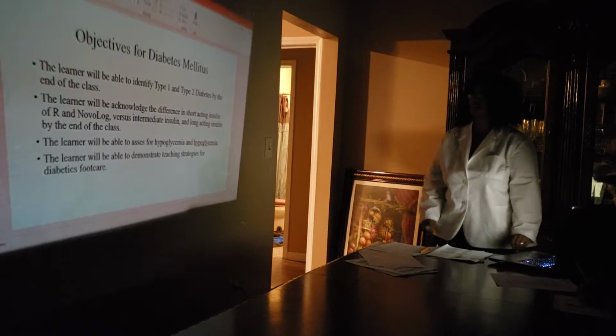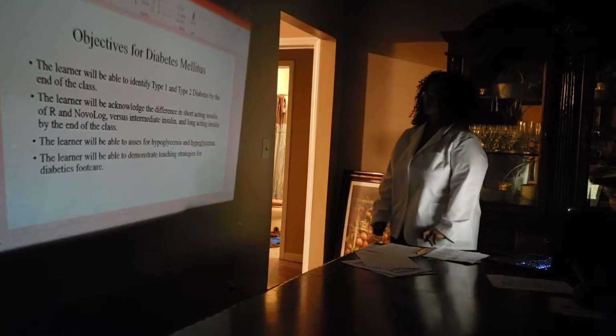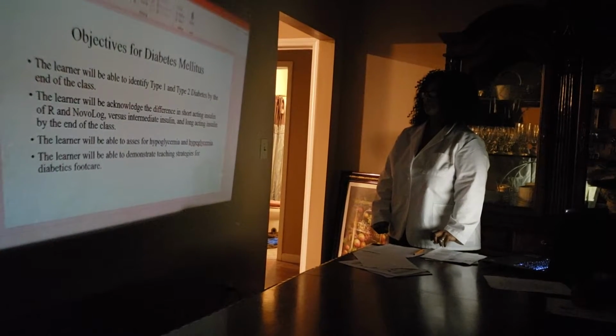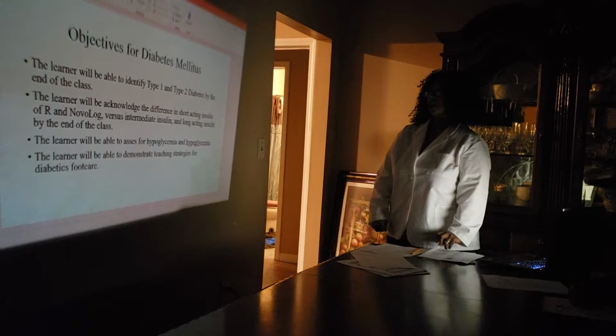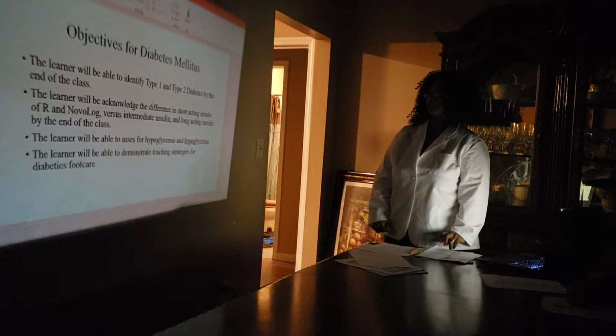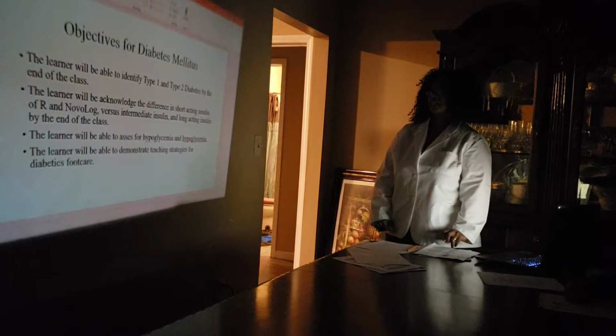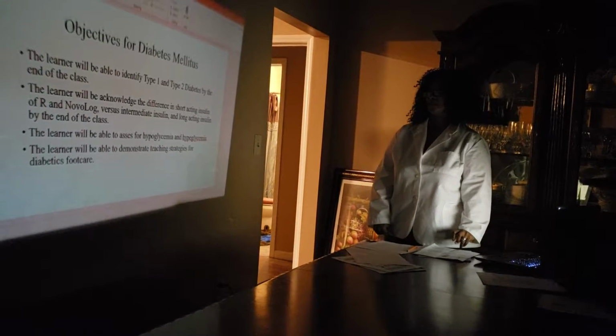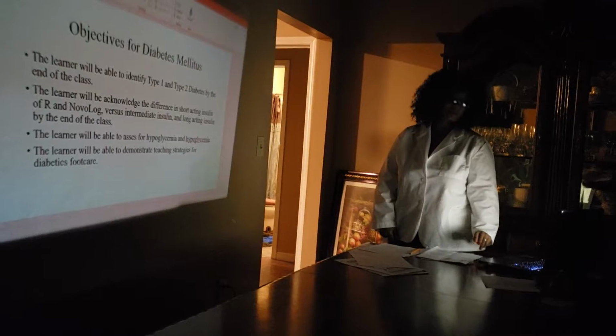Objectives for diabetes mellitus: to be able to identify type 1 and type 2 diabetes by the end of class. To be able to acknowledge the difference between short-acting insulin, R and Log, versus intermediate insulin and long-acting insulin by the end of class. To be able to assess for hypoglycemia and hyperglycemia, and to be able to demonstrate teaching strategies for diabetic foot care.